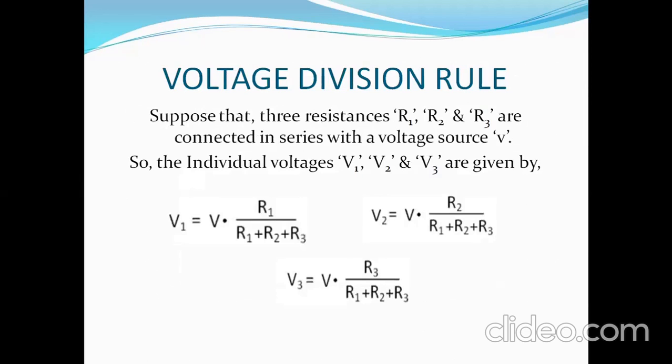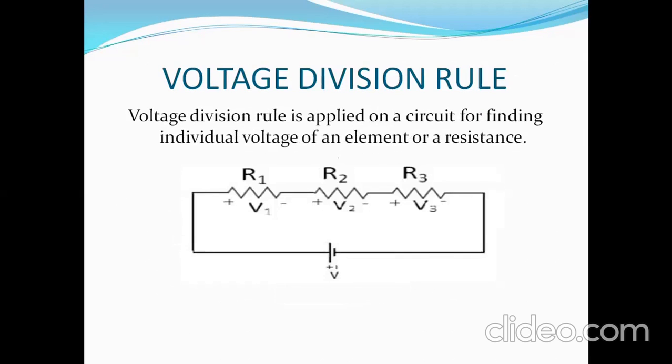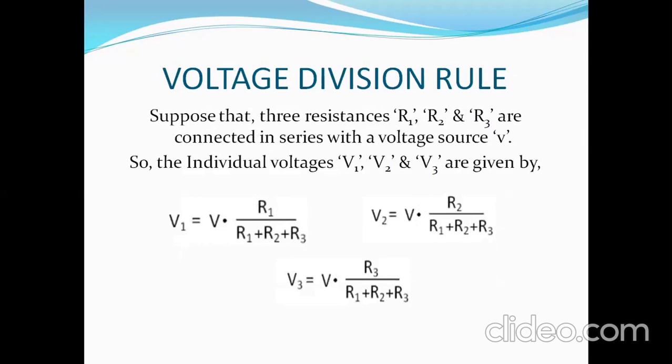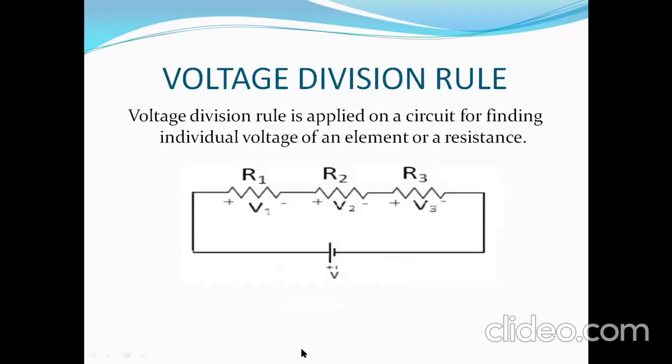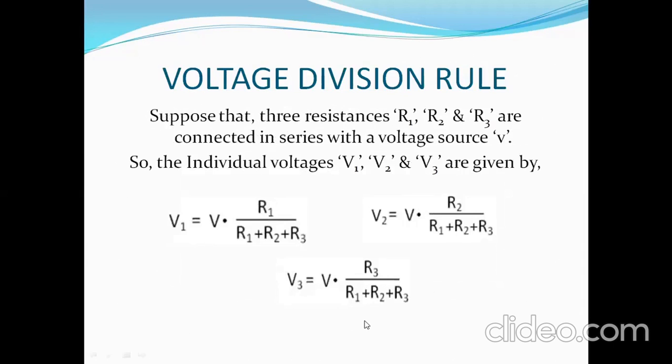So what is voltage division? Suppose three resistances R1, R2, R3, as per the figure, are connected in series with a voltage source V. Then finding the individual voltages V1, V2, V3 is our requirement. So what is V1?